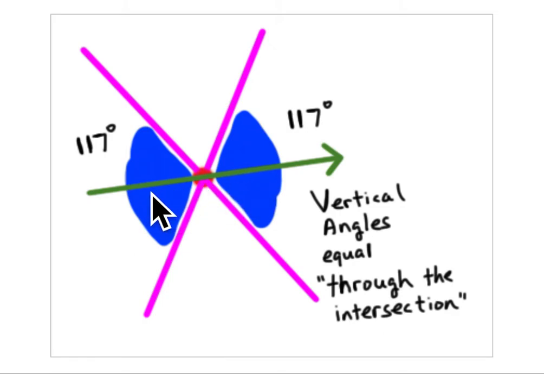I always ask my students to draw a line from one side of the intersection through the intersection to the other side, and you'll see that those two angles are equal or identical. If you do it the other way, you'll see that these two angles are equal, identical, and they are called vertical angles. So they're equal through the intersection.